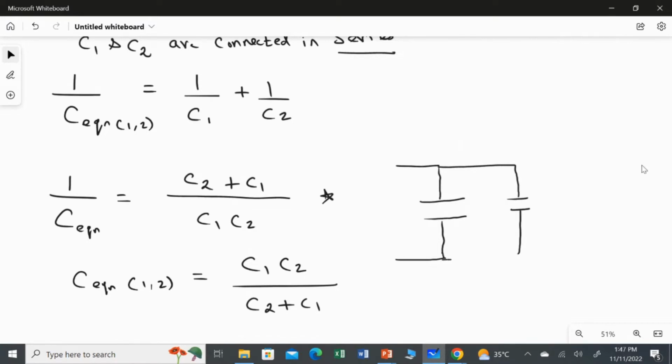Right? Okay. Now what is this? This is the C equivalent for capacitors C1 and C2. And this is our third capacitor. Now if you see this figure, this combination and the third capacitor are exactly in parallel. Am I right? So after we find the value for the C equivalent for capacitors 1 and 2, now we have to compare that with the third capacitor.